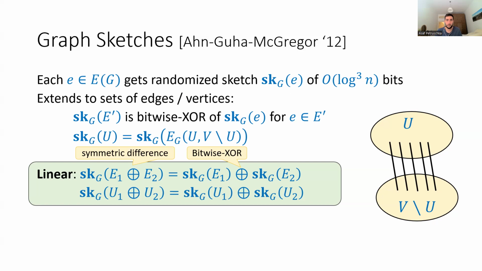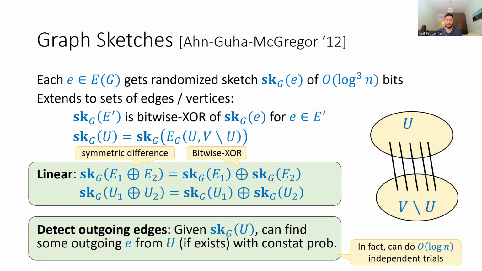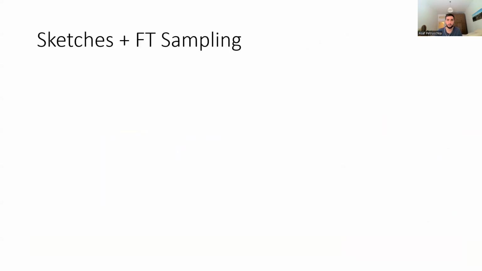So now comes the key property of the sketches, which originates from the randomized construction, and it is that they enable detecting outgoing edges. So given the sketch of a vertex set U, we can extract from it some edge E that is outgoing from U with constant probability. And in fact, the sketch supports log n independent trials for identifying such an edge.